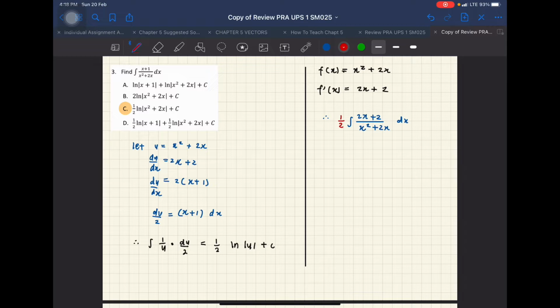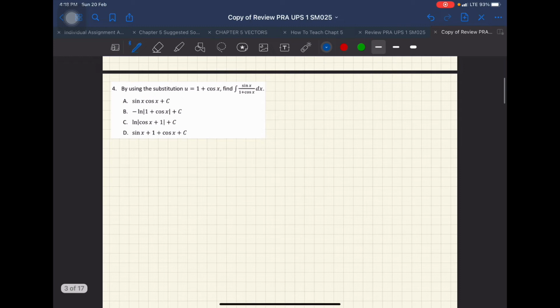Okay, so what you will get from here is straight away ln x squared plus 2x plus c. Don't forget your 1 over 2. Okay, your answer is the same. Okay, that's it for number 3. Okay, let's move on to number 4.